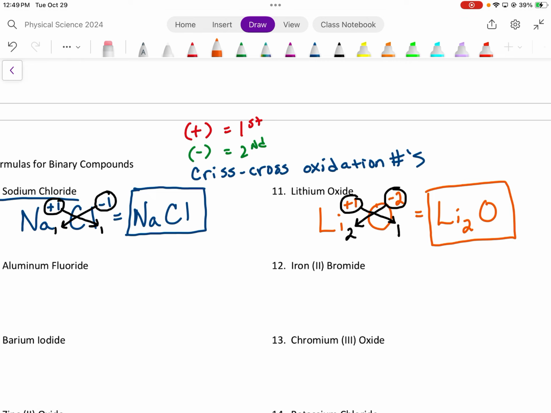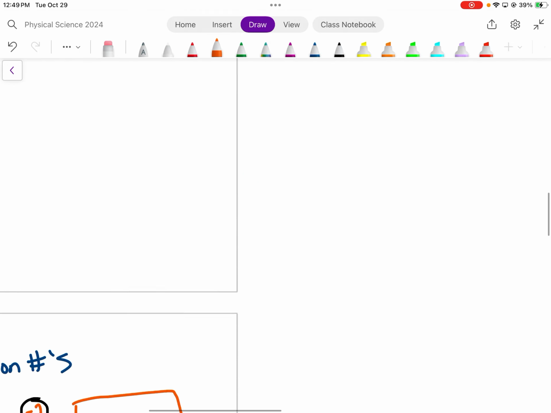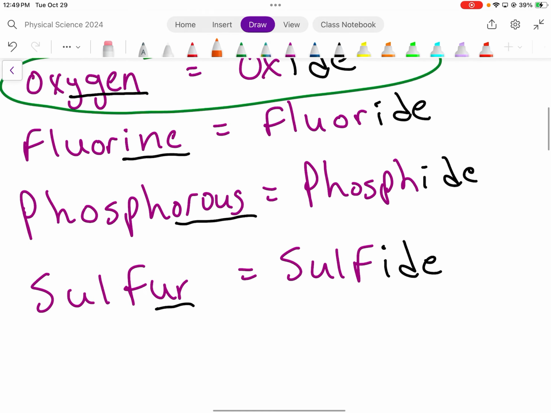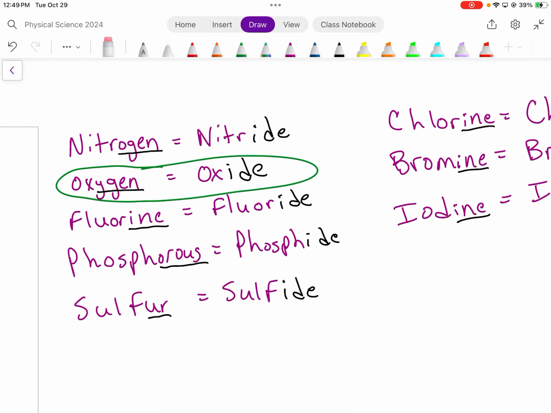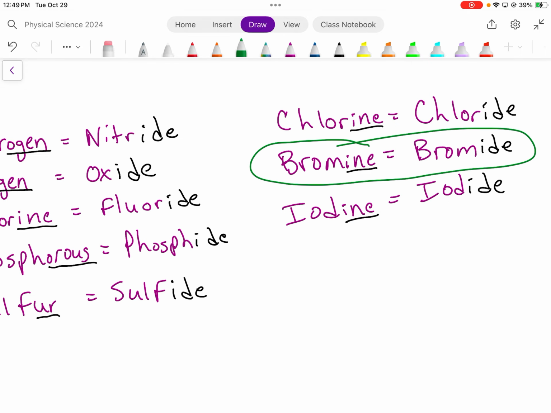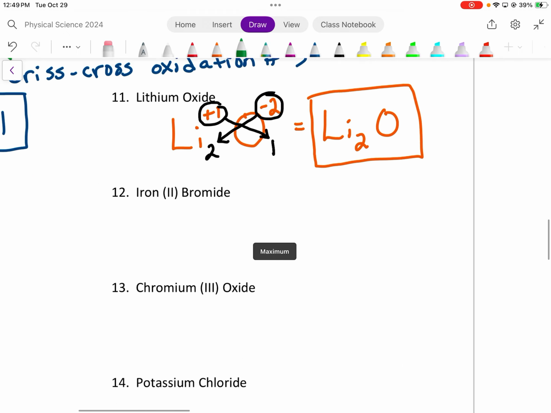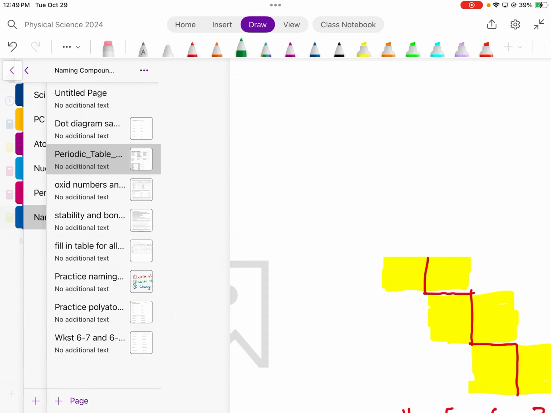And I'll do number 12 as well. That one has numbers in parentheses. Sometimes that gets confusing, so we'll do that one as well. So let's do number 12. Iron 2 bromide. So I need iron and bromide. Remember, it's not called bromide. If I come up here, there it is. Bromide is bromine. So I'm looking for iron and bromine. Those are the two that I'm looking for.